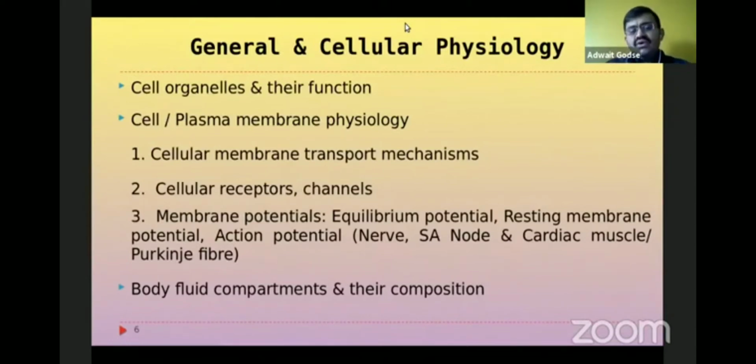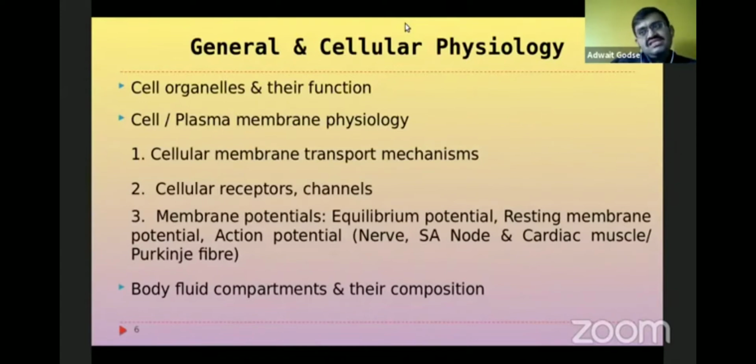Then we have the concept of resting membrane potential. Resting membrane potential is a characteristic feature of every excitable tissue. Every excitable tissue has its own very peculiar resting membrane potential. For nerve, it is minus 70 millivolts. For Purkinje fiber and ventricular cardiac muscle, it is minus 90 millivolts. For SA node, it is approximately between 50 to 60 millivolts, usually considered as minus 55.